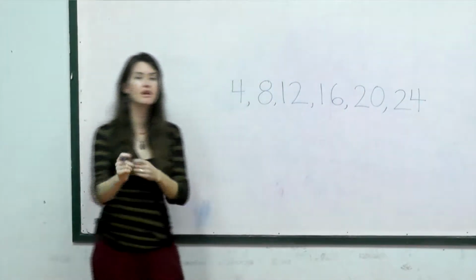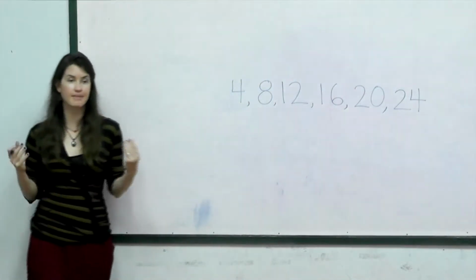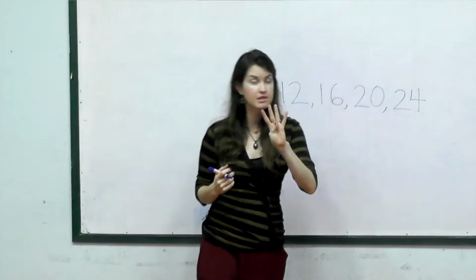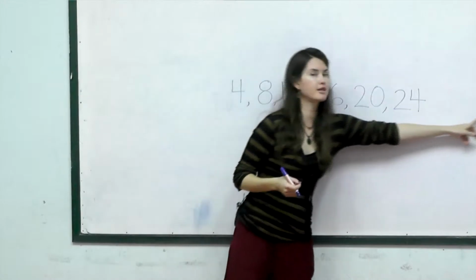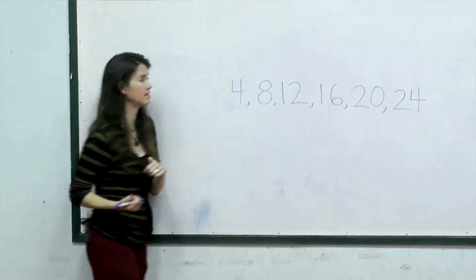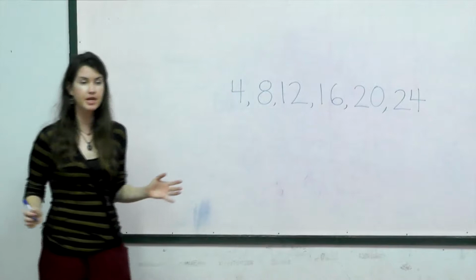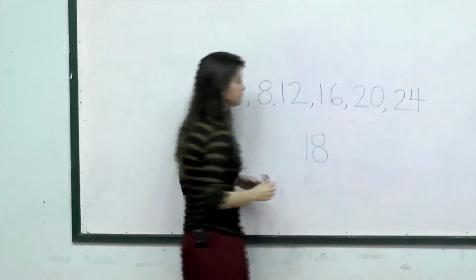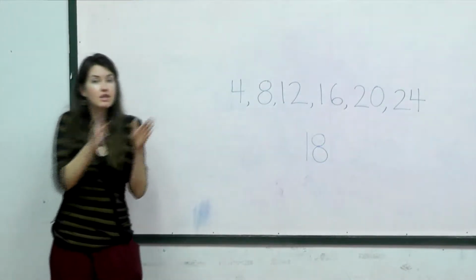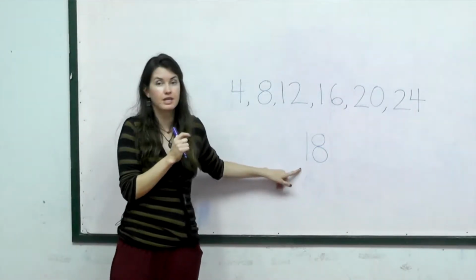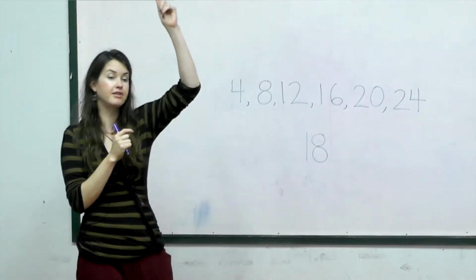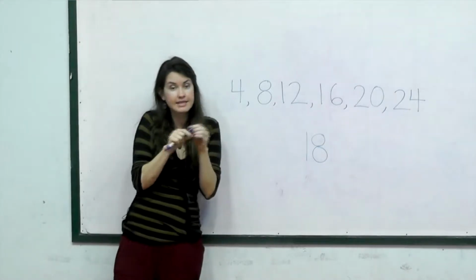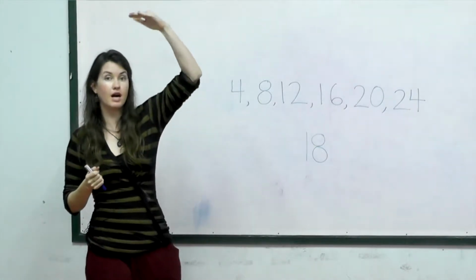Okay, good job, friends. So we're going to think about counting like this. We're going to count by 4s. There are some more numbers we could put here, but for now we're just going to stick with these. Our special number is going to be 18. We want to get as close to 18 as we can, but we can't go higher. So let's count together.